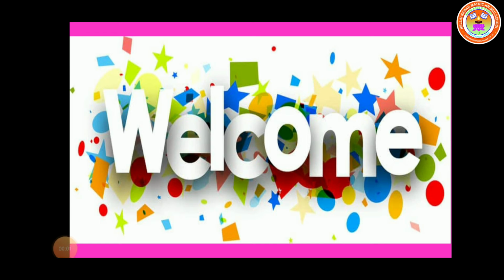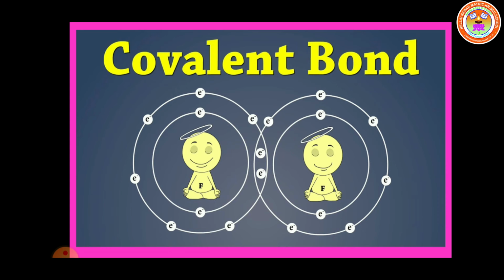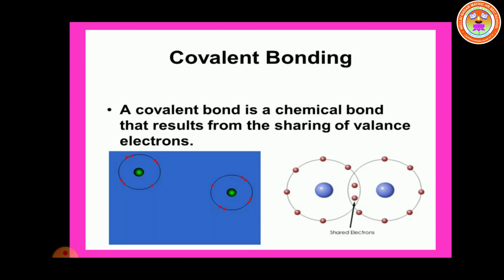Very good morning, my dear students. In the previous class we learnt about ionic bond. Today we discuss covalent bond. Covalent bond is formed because of the sharing of electrons, which become common to both the atoms. It is also called an atomic bond.